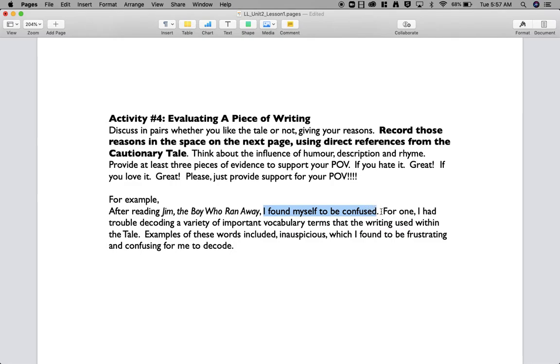But find some evidence. For one, I had trouble decoding a variety of important vocabulary terms that were used in the writing within the tale. Okay, so that's good. Examples of these words included inauspicious, which I found to be frustrating and confusing for me to decode. So I think that would be okay.